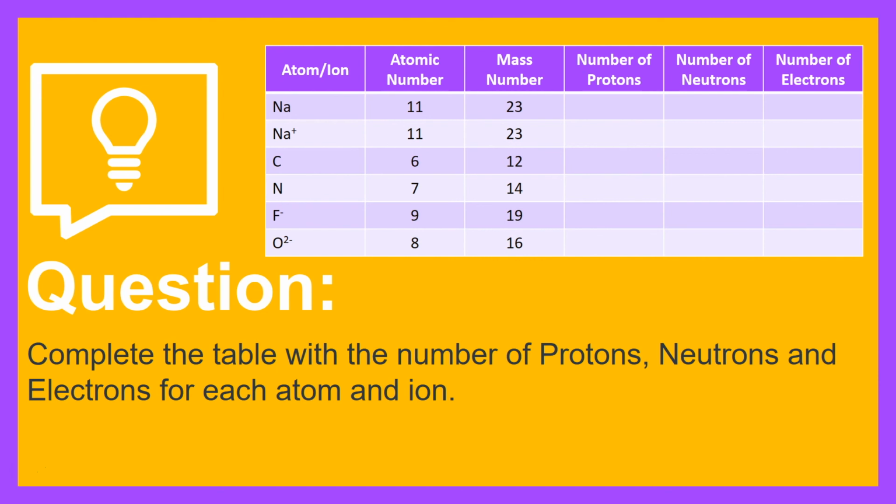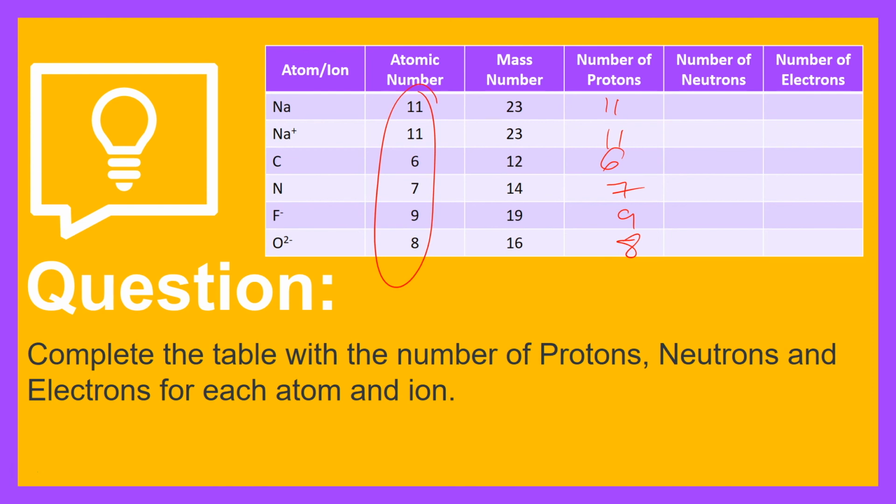Alrighty, let's go through these. I'm actually going to do the first column, number of protons, all together. So hopefully you remember, number of protons, really easy. Look at the atomic number. So all we have to do is look at this column here. And so we just basically fill that across. So it's going to be 11, 11, 6, 7, 9, and 8. All right, so easy peasy.